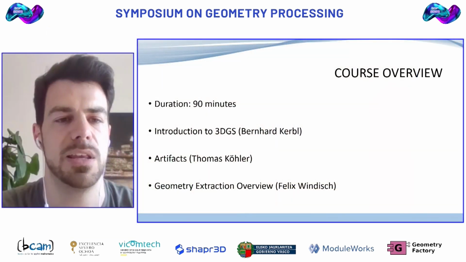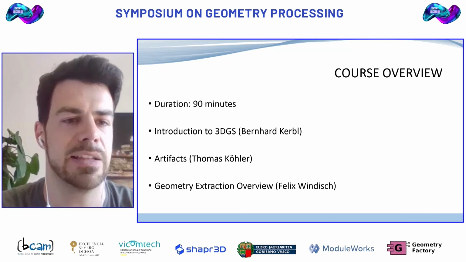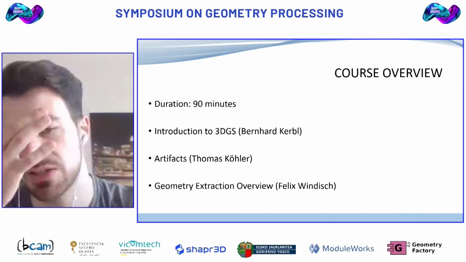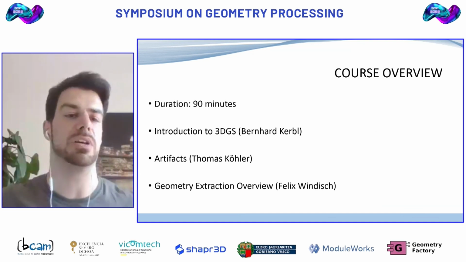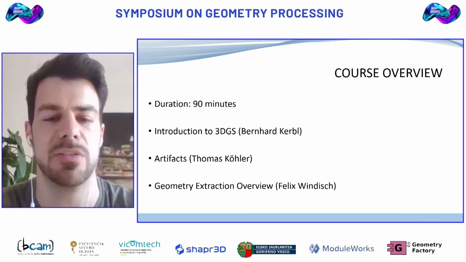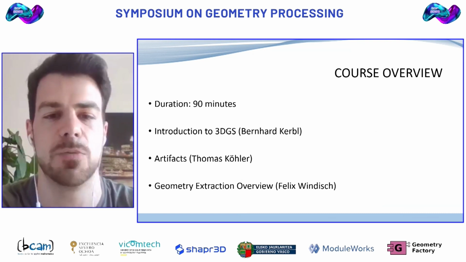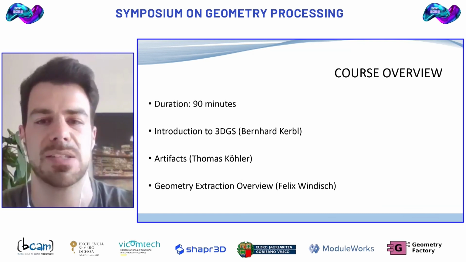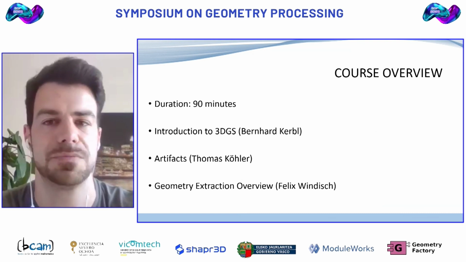So we're going to structure it like this. The whole course, all in all, will be approximately 90 minutes. And I myself will be doing an introduction to 3D Gaussian splatting, what it is in general. We will hear about artifacts that can occur in the 3D Gaussian splatting representation and how you can potentially address them. And then there will be an overview about methods for actually extracting geometry and how well they work or don't work, and what there is still that needs to be fixed, and what you might be able to fix yourself in your own work and make things better for 3D Gaussian splatting for geometry.